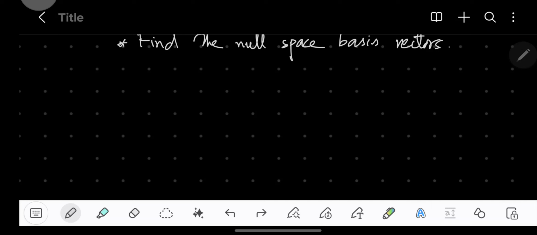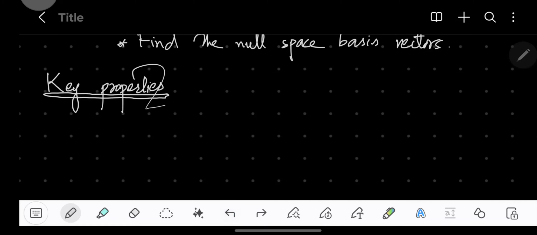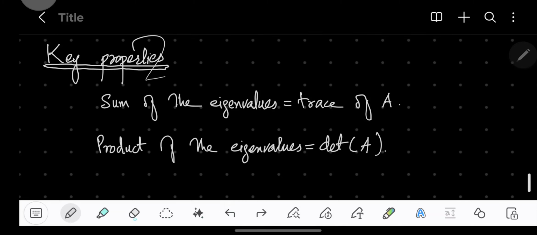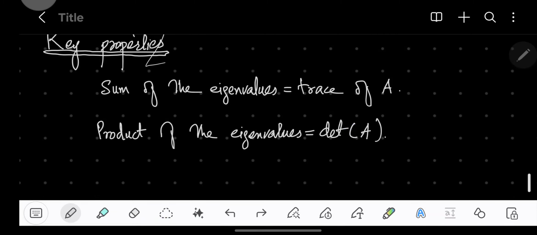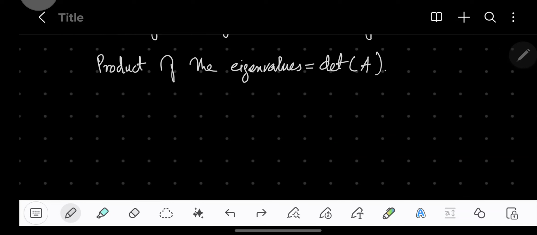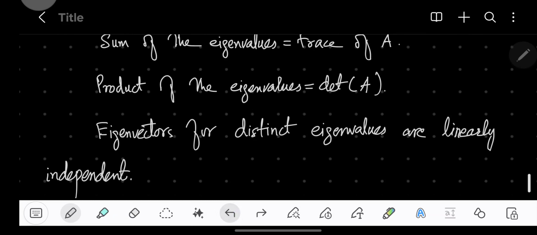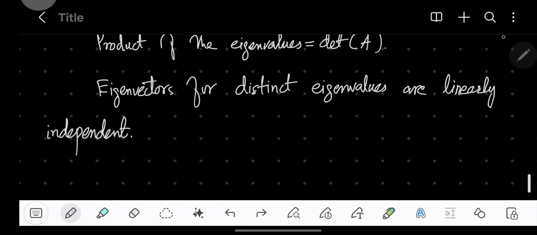Now there are some key properties. So the first property is the sum of all the eigenvalues is always the trace of the matrix. And the product of all the eigenvalues is equal to the determinant of the matrix. And the third key point is eigenvectors for different eigenvalues are linearly independent.